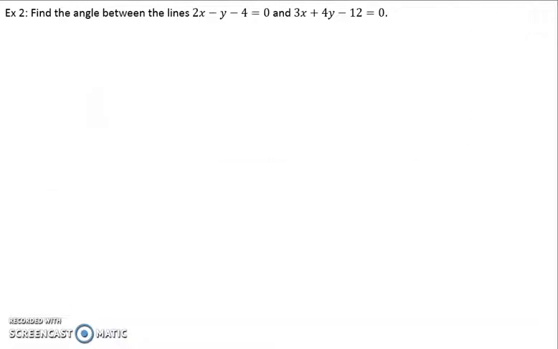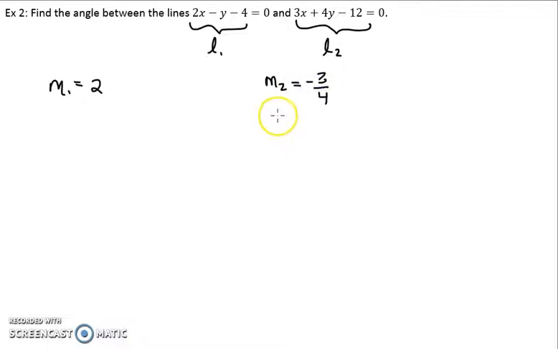So find the angle between the lines 2x minus y minus 4 equals 0 and 3x plus 4y minus 12 equals 0. So we'll call this first one line 1. We'll call this second one line 2. According to our formula, we're going to need the slopes of those lines. So for the slope of line 1, subtract the 2x over, divide by negative 1, so the slope is going to be 2 for our first line. And if we look at the slope of line 2, subtract the 3x, divide by 4, we're going to get negative 3/4 for the slope on that one.